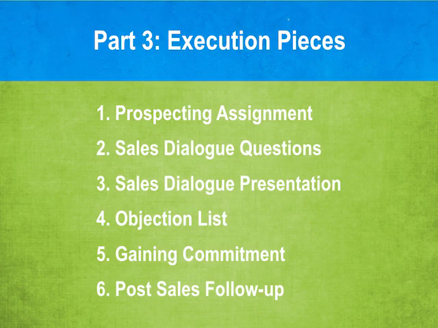The third part of the paper is all of your execution pieces, which we talked about at the beginning of the video. So it's just putting in all of those pieces, and they are ready to go. So including your prospecting, your strategic prospecting assignment, your sales dialogue questions and what you learned, your sales dialogue, either a written proposal or presentation, your objection list and how you would overcome those objections, how you would gain commitment, and then any post-sale follow-up strategy. So it's just putting all those pieces in as the third part of your paper.